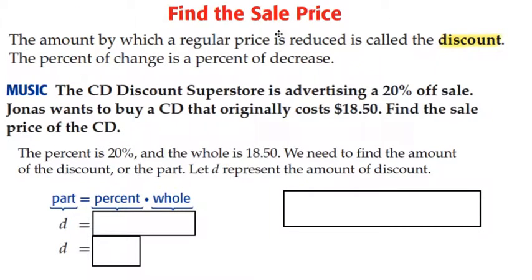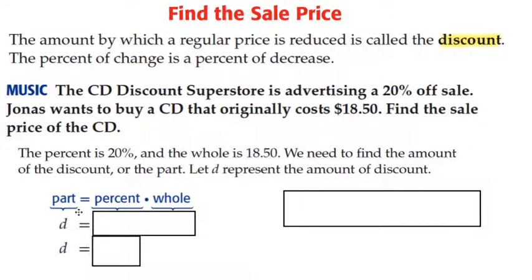What if we want to find the sale price? This is kind of the opposite of a markup, a discount. The percent of change is a percent of decrease. So let's say you have a CD discount superstore. They're having a 20% off sale. And let's say you want to buy a CD that originally cost $18.50, but now it's on sale for 20% off. How much are you going to pay for the CD?